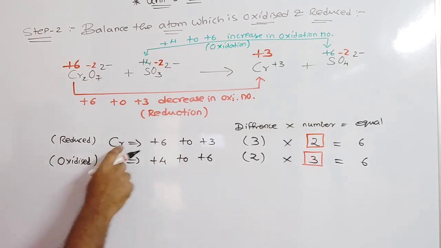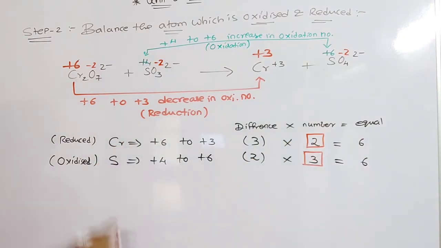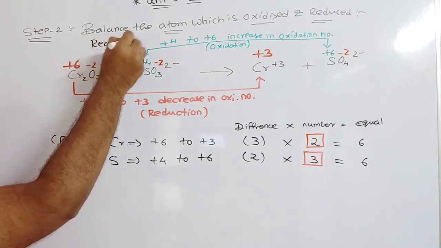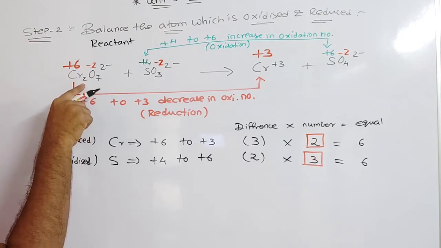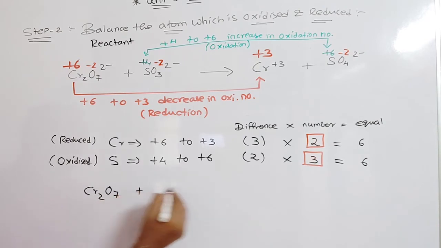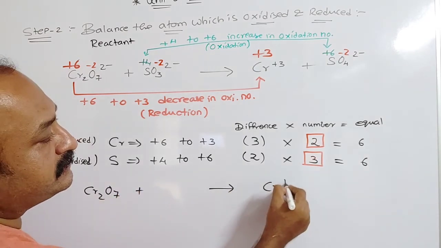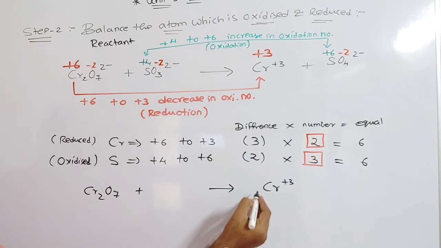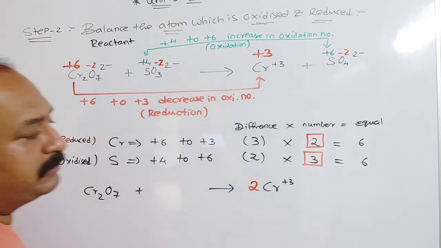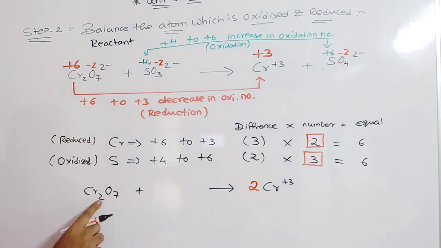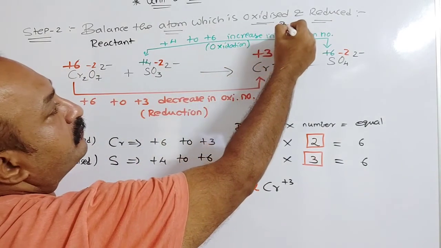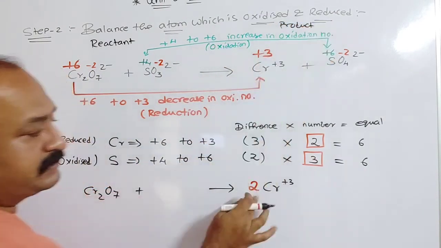It means you have to multiply chromium with 2. Understood? But on the reactant side, you can see chromium is already 2, Cr2, so we will not multiply here. So I will write Cr2O7 plus this I will write later, and here it is Cr plus 3. So it is 1 only. So I will multiply that number 2 here. So there are 2 chromium on both sides, the reactant side and the product side. It is balanced now.